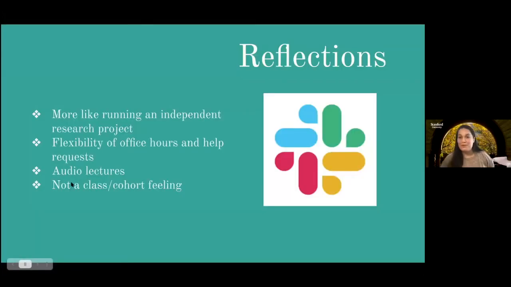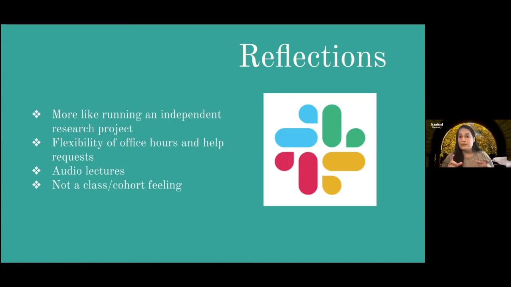And this is the Slack emblem. The reason for that is we mainly write and talk on Slack. It amplifies the feeling that this was an independent research project that I was getting support for. And it was structured support. So it wasn't like, I'm here, I'm available, whatever. It was structured support and regular following, keeping up with certain stages.